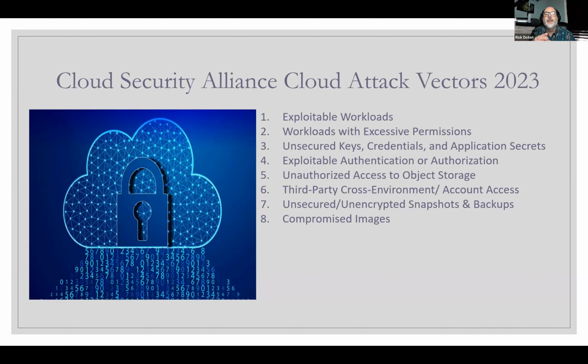So insecure key, exploitable authentication and authorization, and unauthorized access to different object storage where you're keeping your data, and then account access to third parties across the environment. So again, looking at this, 7 of the 8 of them are related to identity issues. Whether things are encrypted, and compromised images, also ran like 10 and 11 from the previous one. But that's the important thing, make sure that you have rigor in your process is the main thing.